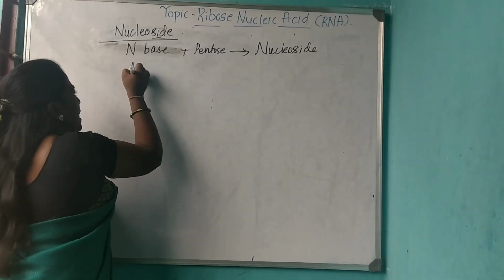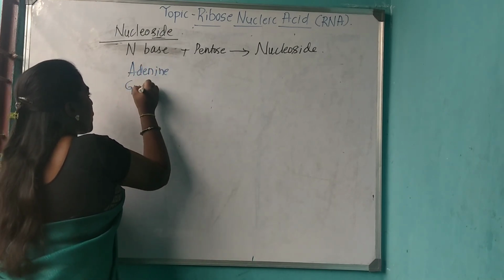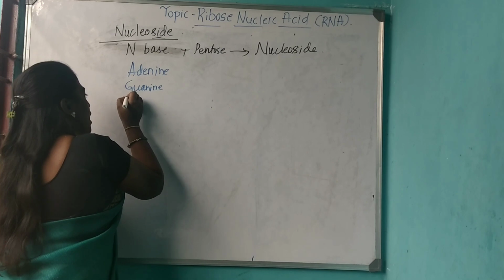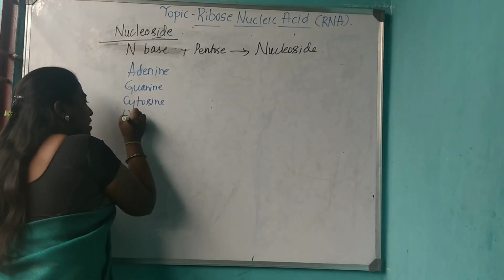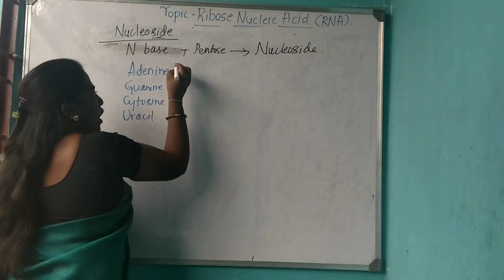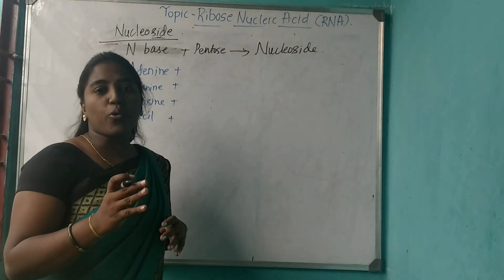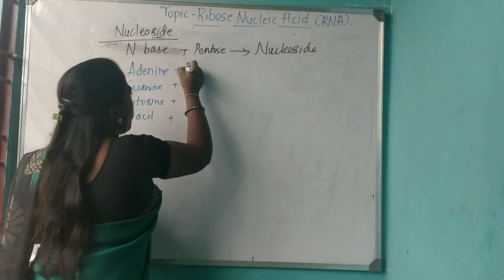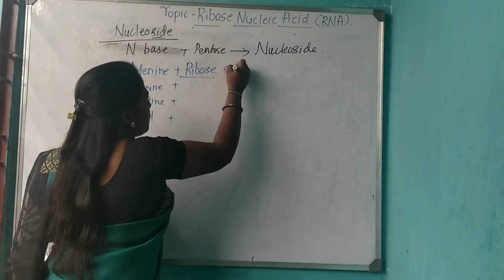That is adenine, guanine, cytosine, uracil. Isn't it? Now, which is the pentose sugar found in case of RNA? That is ribose sugar. So the pentose sugar found here is the ribose sugar.